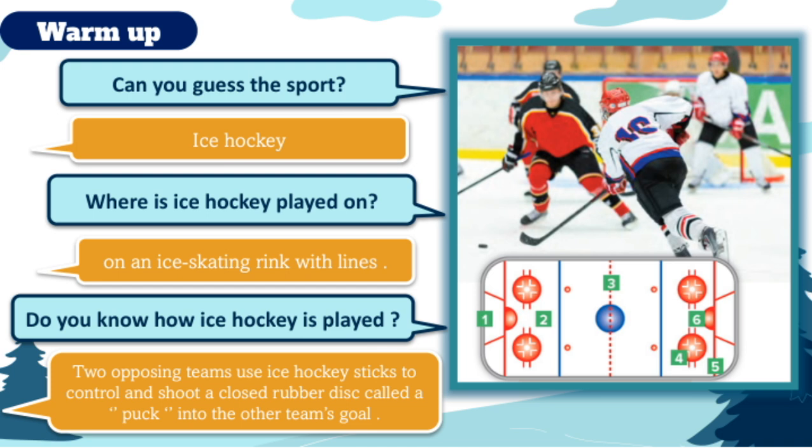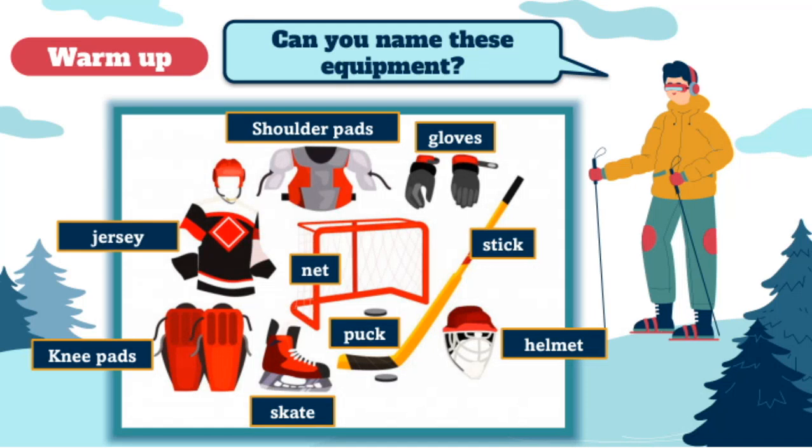Now, before we dive deeper, let's do a quick warm-up to get ready for this exciting topic. Now, look at these words: net, puck, jersey, knee pads, skate, helmet, stick, gloves, shoulder pads. Can you name these pieces of equipment? Each one plays an important role in hockey, not just for the game but for your safety as well.